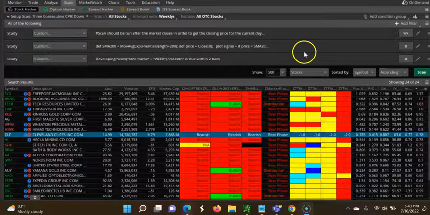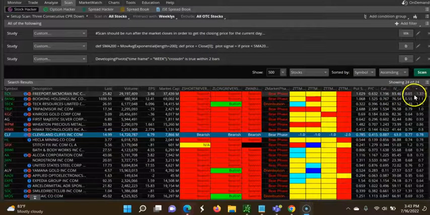be below the 200 SMA. So that's basically also bearish. We also want the developing CPR to be crossing down. That means basically the aggregated CPR should be trending down. With these 3 conditions, we have 24 stocks.